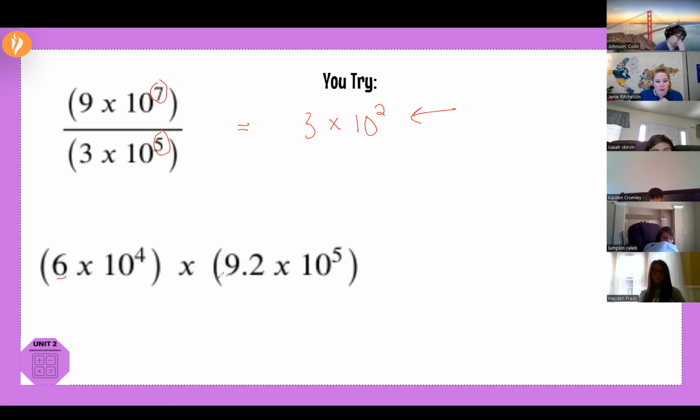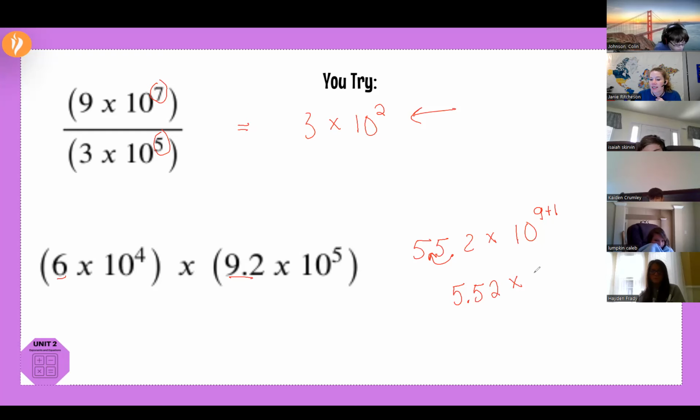All right, the next one, we would multiply 6 times 9.2, and we would get 55.2 times 10 to the what? What do we start out with? 9 originally, good. And then when we move this left, we're going to add 1. So then we get 5.52 times 10 to the 10th. Good. Good, Hayden. All right, any questions?